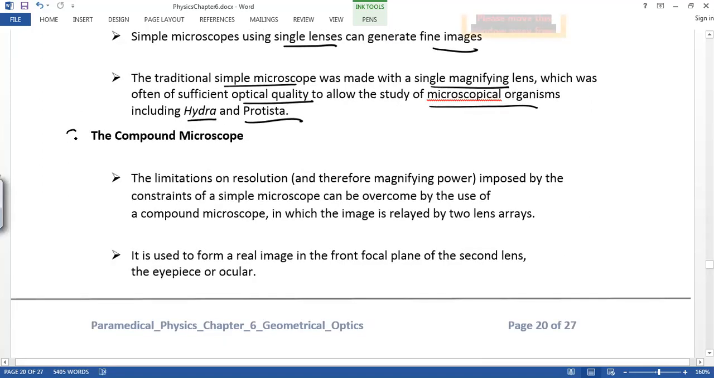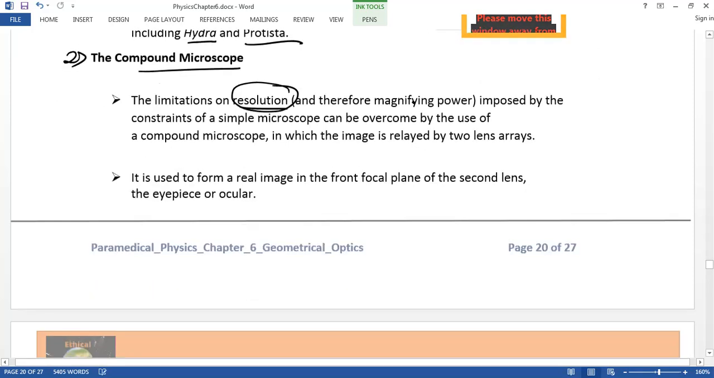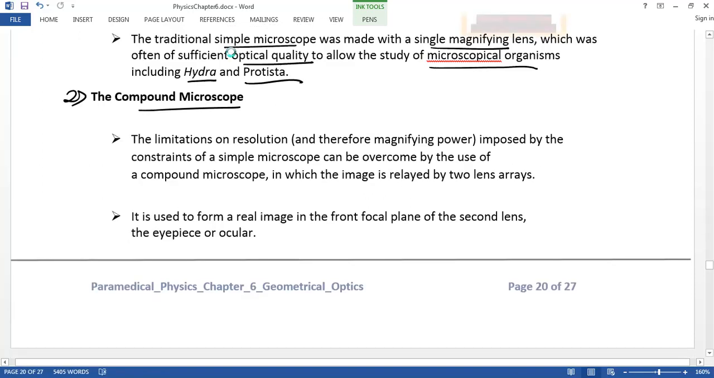The next one is the compound microscope. The limitation of the simple microscope in terms of resolution can be overcome by the compound microscope. That means we can see finer detail in a compound microscope than in a simple microscope. The compound microscope is better than the simple microscope in terms of resolution. The resolution of a compound microscope is more.